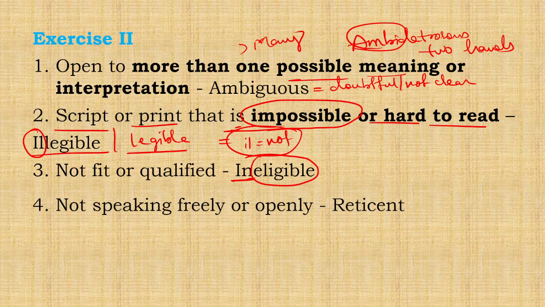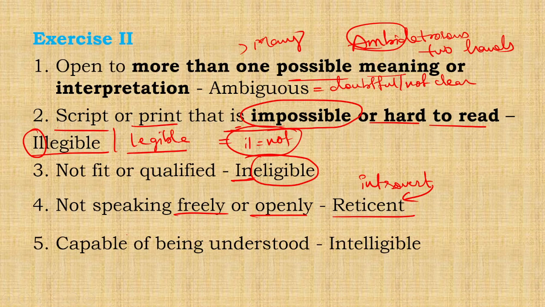Next one, not speaking freely or openly. Just like an introvert type of personality, not an open personality, is called reticent. You know introvert, right? An introvert personality is called a reticent personality. What is the opposite of introvert? That is extrovert personality.